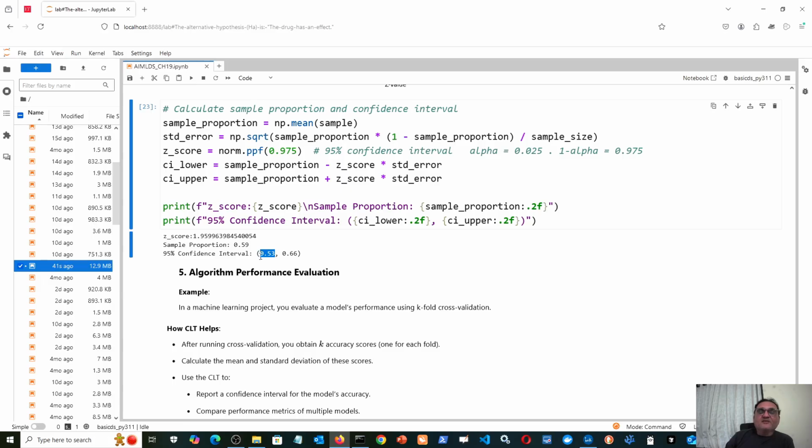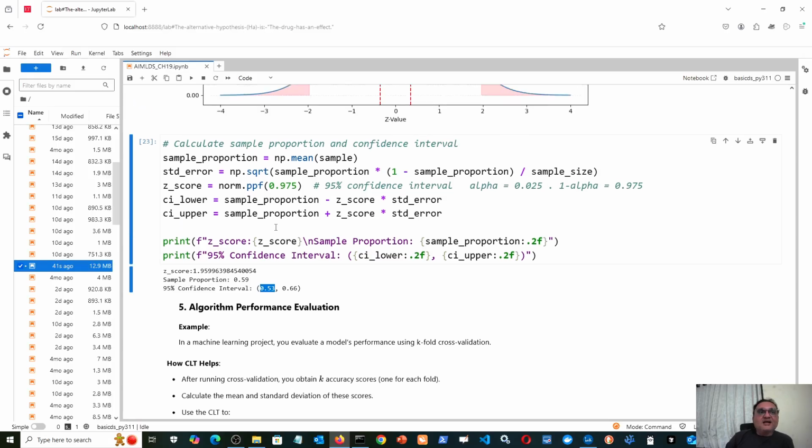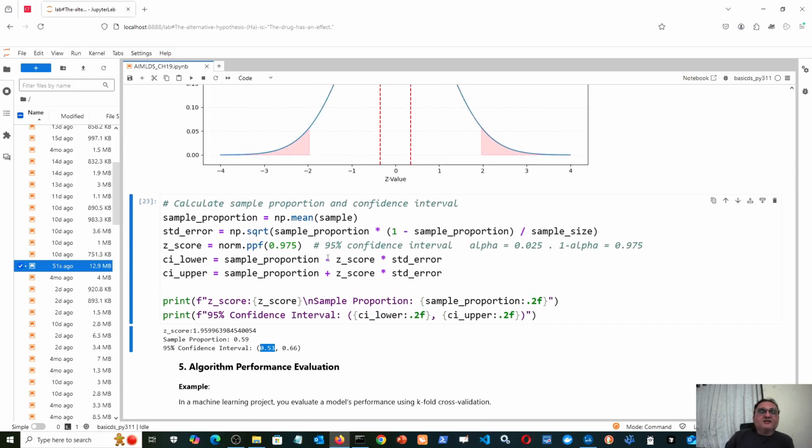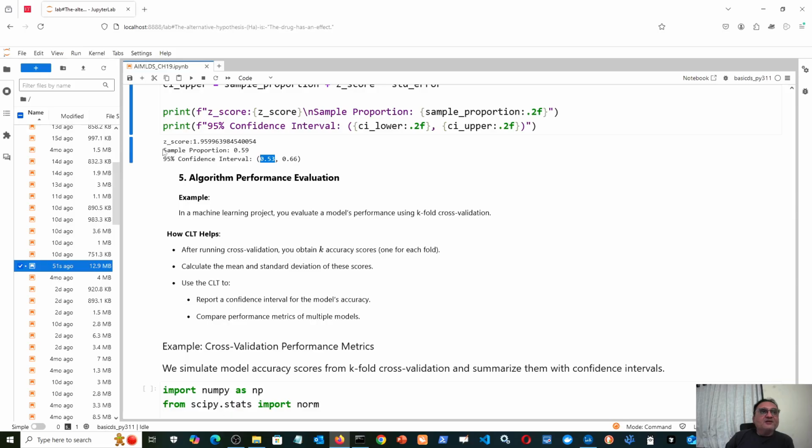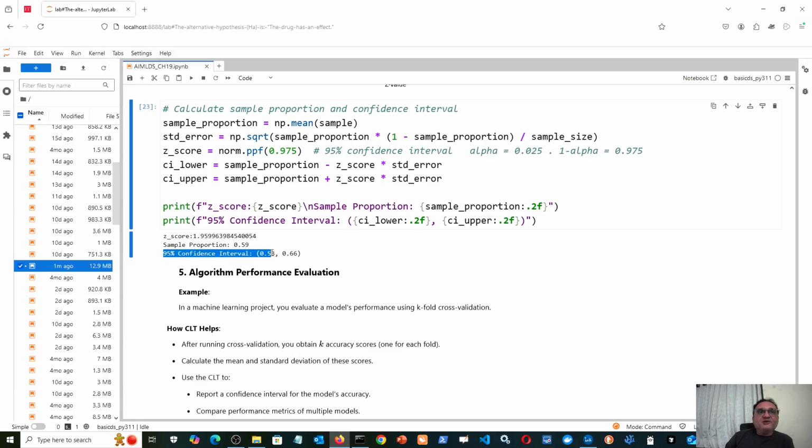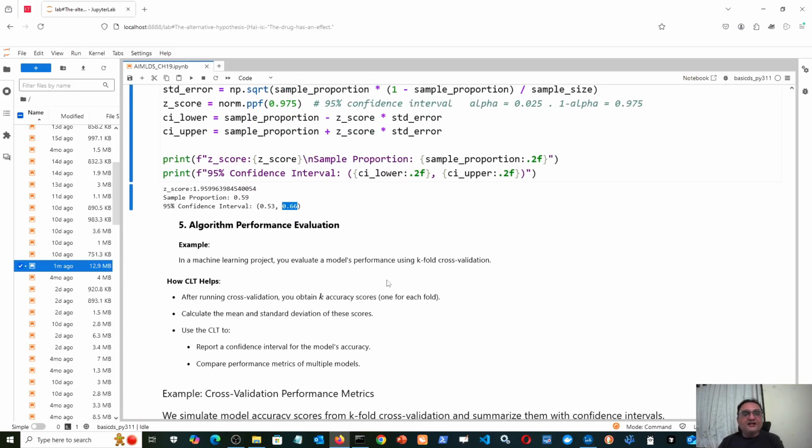So that means we are confident that even if you take 100 more samples and find the sample proportion in this case for all of them, then in 95 of those 100 extra samples, the sample proportion will fall in this range only, 0.53 on the lowest side and 0.66 on the highest side, right? So that is the meaning.